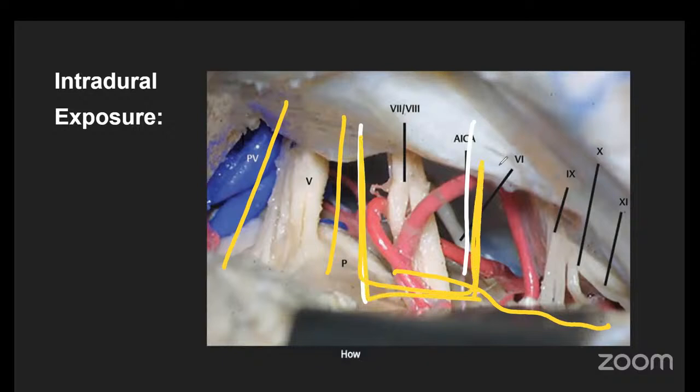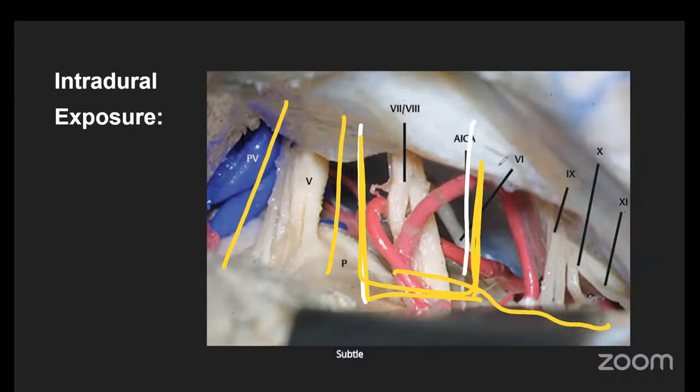How do we make sure? Always use dynamic retractors. Cerebellum is very unforgiving. It will quickly develop contusions and the patient will have problems post-operatively. So use dynamic retraction just in the middle portion.